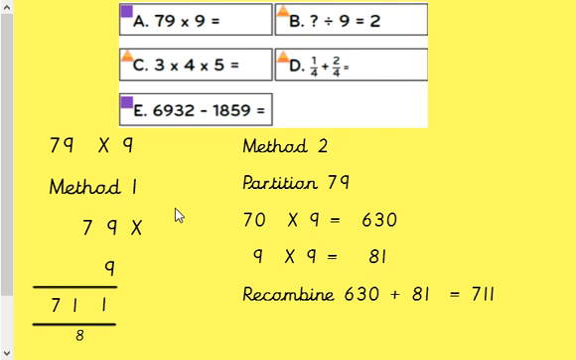Second method, we could partition. So if I partition 79, I would have 70 and 9. And then I would multiply both parts by 9. So 70 times 9 would be 630, and 9 9s are 81. If you recombine the numbers, you'll get 711, which gives you the same answer as over here.